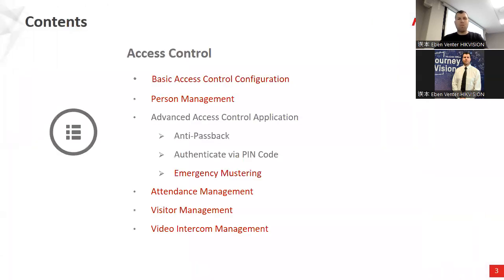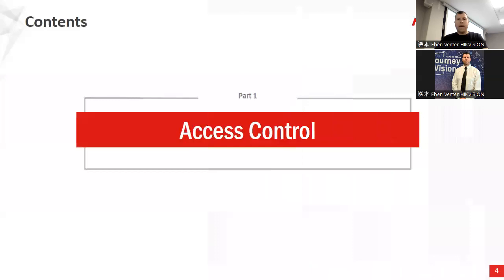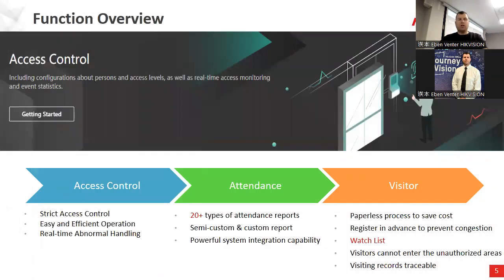Okay. So just starting first of all, we'll start on the access control like I mentioned. So we'll discuss a little bit of the access control, especially on the attendance. There are 20 different types of templates for the reports that we can create, customizing that report itself, making it a bit easier, and then obviously for the visitors as well. So keep that in mind.